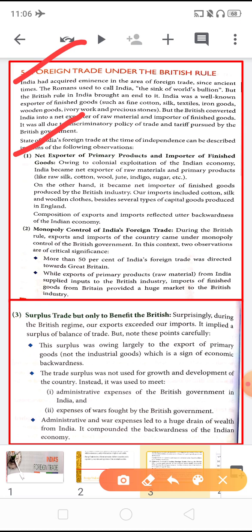So this is the first colonial exploitation done by the Britishers. Now, the second one is monopoly control of India's foreign trade. Children, the British government maintained a monopoly control over India's exports and imports. More than half of India's foreign trade was restricted to Britain, while the rest was allowed with a few other countries like China, Ceylon, that is Sri Lanka, and Persia, that is Iran.